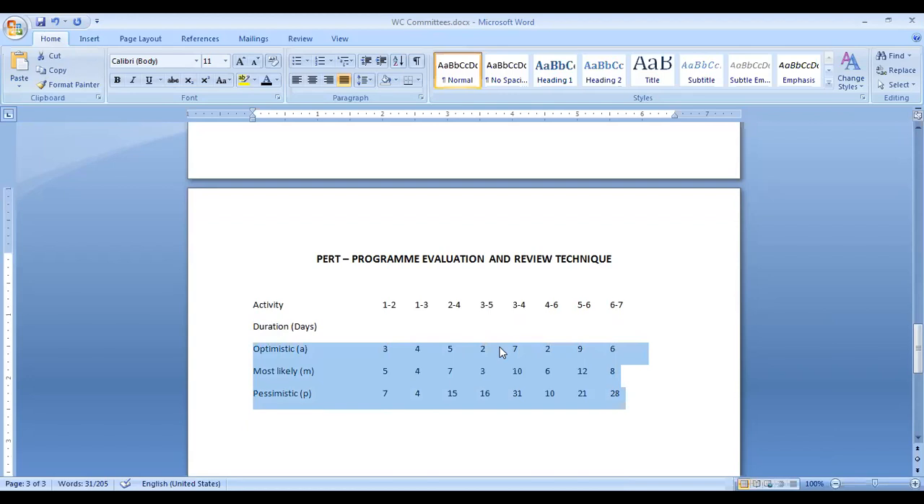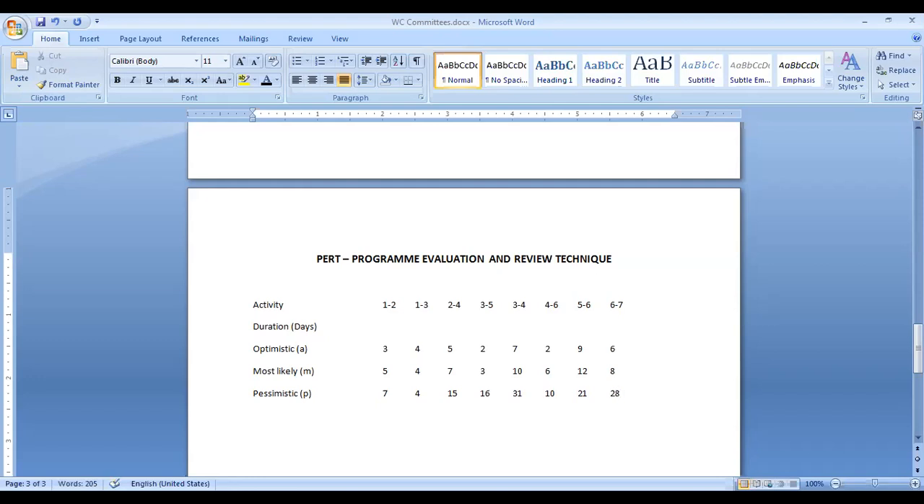The optimistic time is for very confident people. They do the work quicker and faster. They complete the task rather sooner. Whereas the pessimistic people take their time, they do it slowly, they are very reluctant to do the work. That's the reason why the pessimistic time is always much larger than the optimistic time. And the most likely time stands between the optimistic and the pessimistic time.